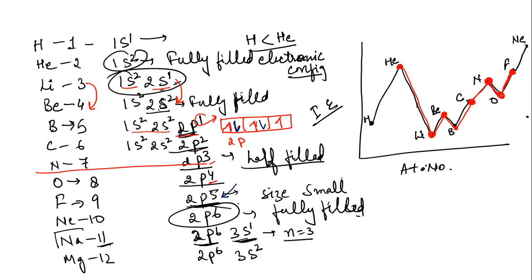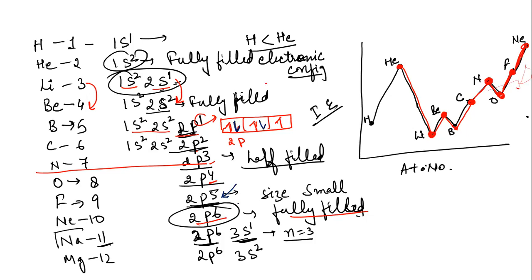Now if you see this 2p6, it is fully filled. Fully filled means the electron cannot be removed. The outermost orbital is finished or completed, so it will be difficult to remove an electron. So it will have high ionization energy. So it will increase like this.